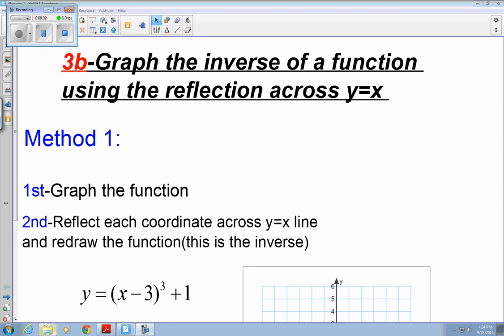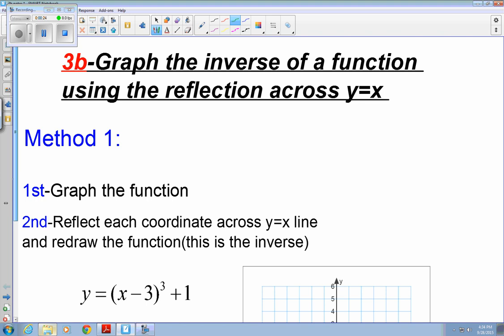These are notes on Unit 3B, which is graphing the inverse of a function using reflection across the equation y equals x. There are going to be two methods I'm going to show you. It doesn't matter which method you choose. Method one is by actually reflecting across the y equals x line.